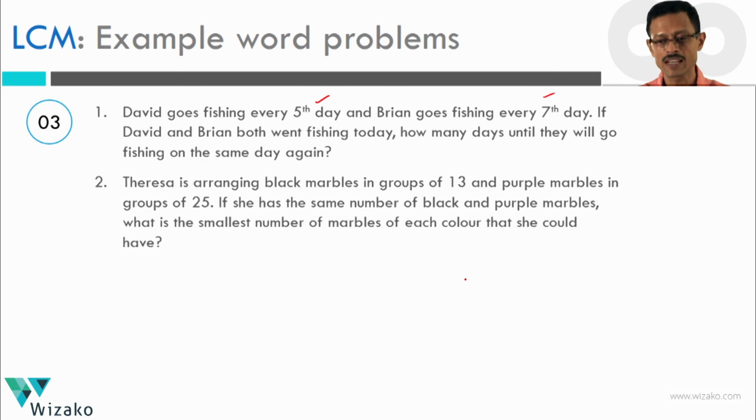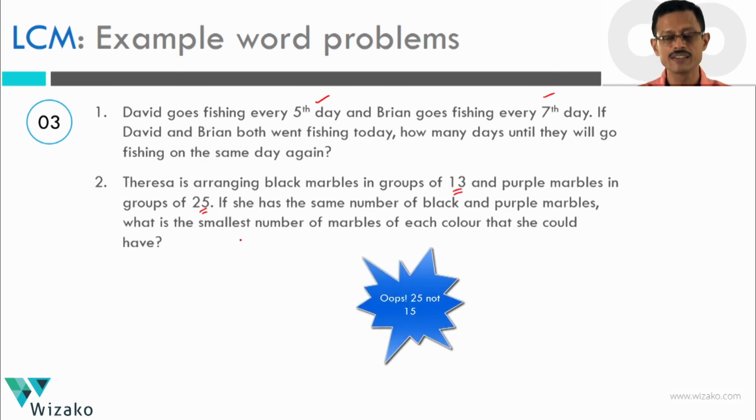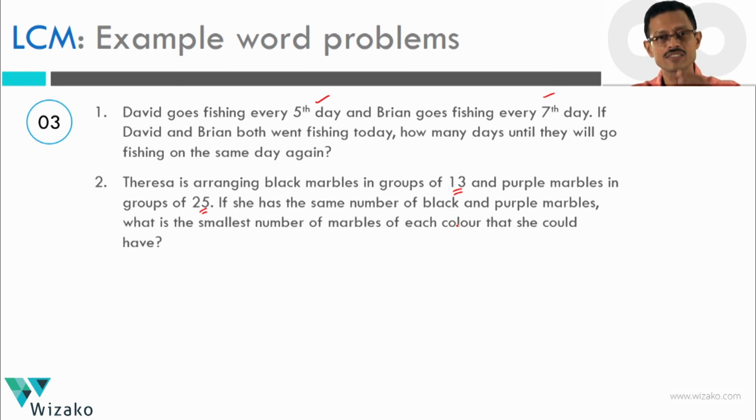Let's look at another example. Teresa is arranging black marbles in groups of 13, and purple in groups of 25. She has the same number of black and purple. She's starting from the same point. If she has a box that contains n black, the box will contain n purple. This number is unchanged. What is the smallest number of marbles of each color that she could have? So this n is being divided into groups of 13, and this n is being divided into groups of 25. You might be tempted to think that we are looking at an HCF question, but it's actually an LCM question.